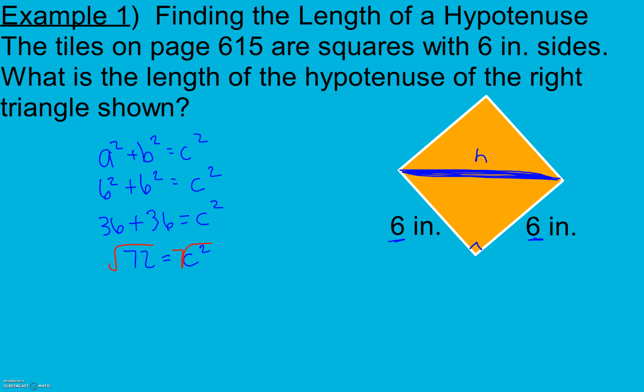When I take the square root of 72, it's approximately 8.49 inches, so about 8.5 inches here. Usually our answer would be the square root of 72, but here, because we're talking about an actual measurement, I went ahead and took that to a decimal.